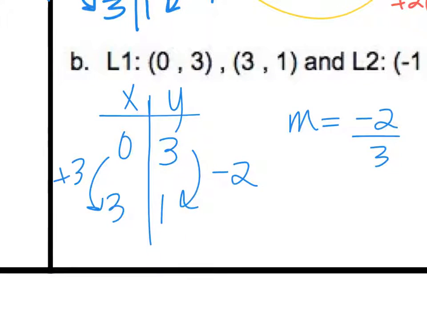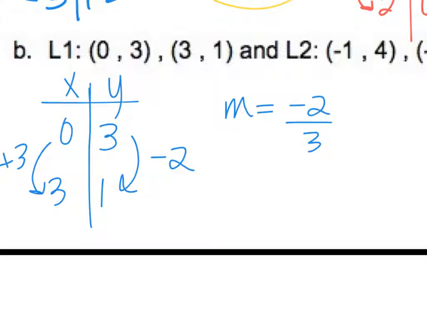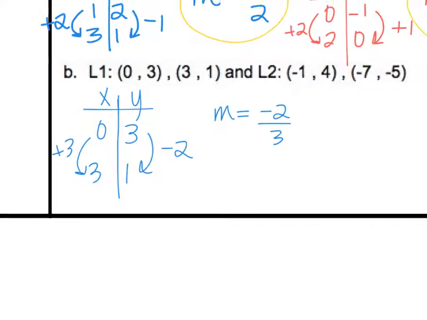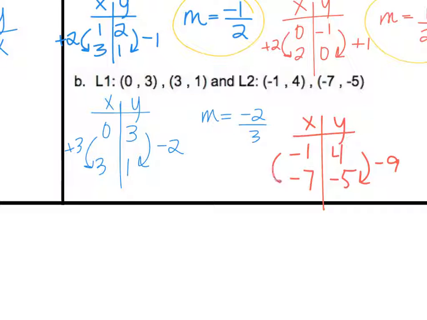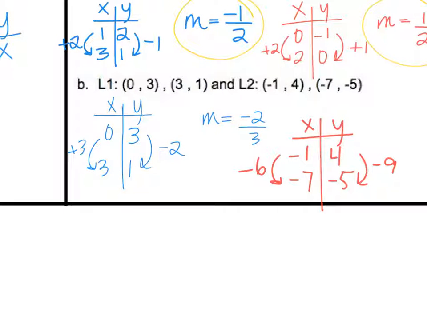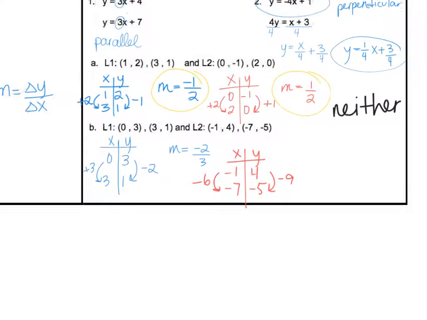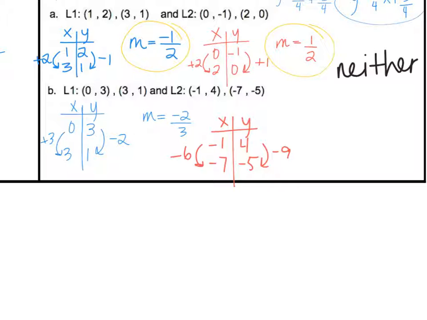And repeat that process for the other line. My change in y is -9. My change in x is -6. So our slope, again, is change in y over change in x. So you'd put -9 over -6.